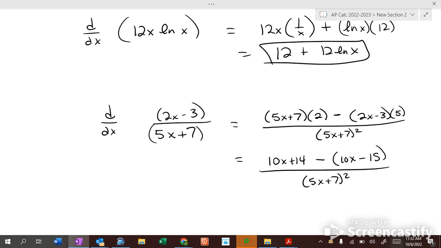So we have to distribute our negative. This is everybody's biggest downfall. They would just write minus 10x minus 15. No, it's not. It's negative 10x plus 15. So it's actually 29 over 5x plus 7 squared. That is the first derivative of that. Okay? All right.